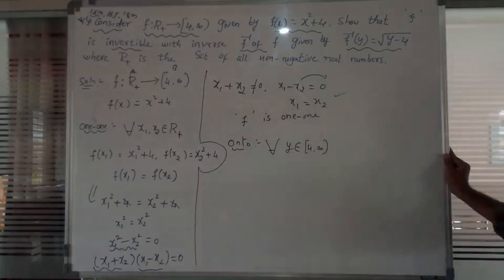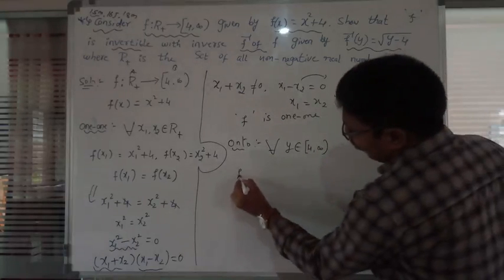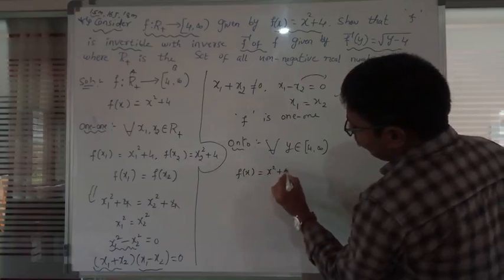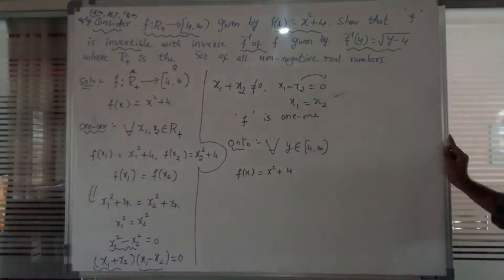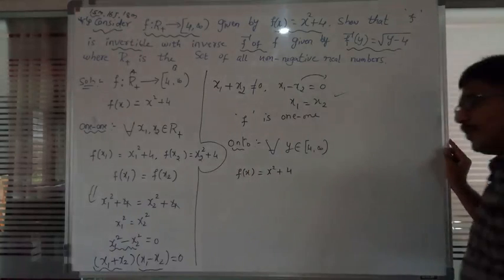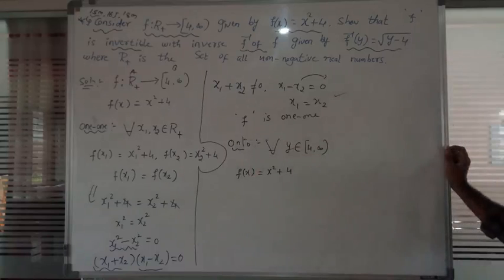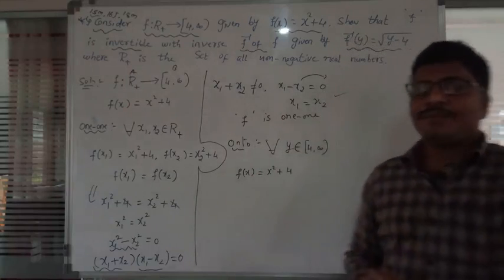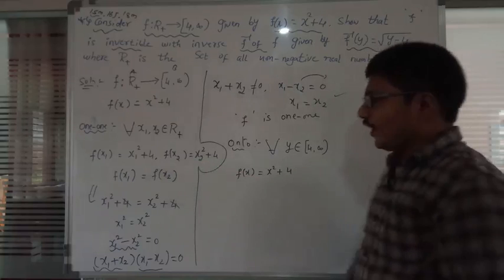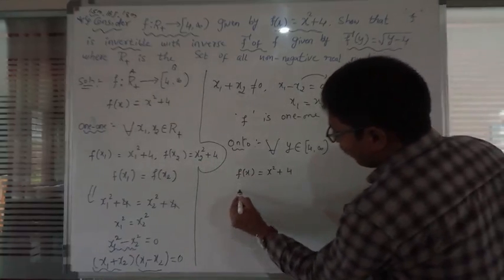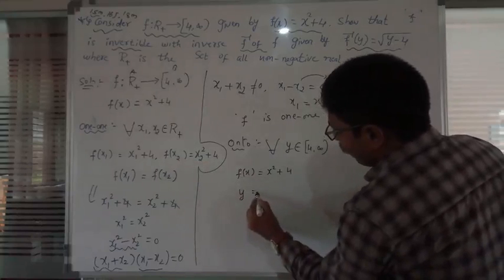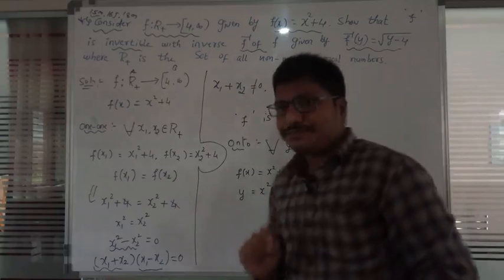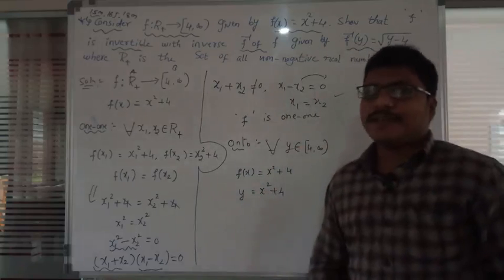Onto means f of x is equal to x square plus 4. We already know the procedure to follow in the previous problems for onto. It's very simple. We can always express x in terms of y. In terms of y means f of x can be written as y. Y is equal to x square plus 4. So always x is expressed in terms of y.